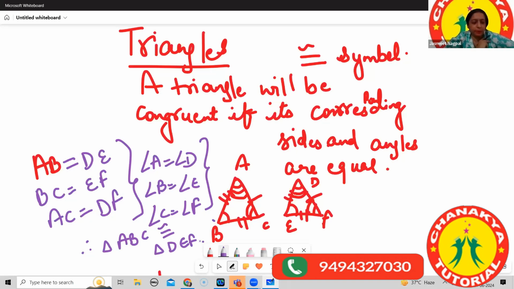This part is clear to you? Okay, now note it down. After that, we will learn about the ASA, SSS, and SAS. Ma'am, what are they? What is ASA? Angle, side, angle. Okay. Side, angle, side. Yes, ma'am. This is the basic part. After that, we will start.